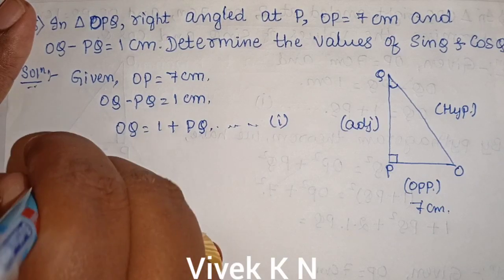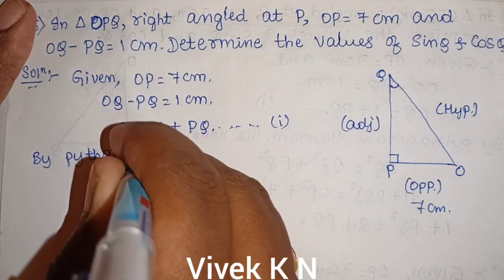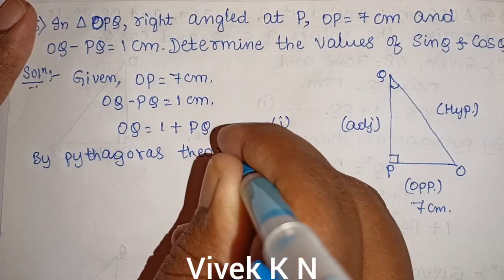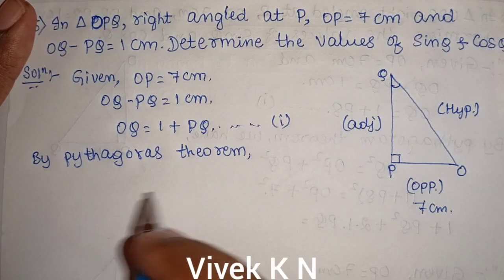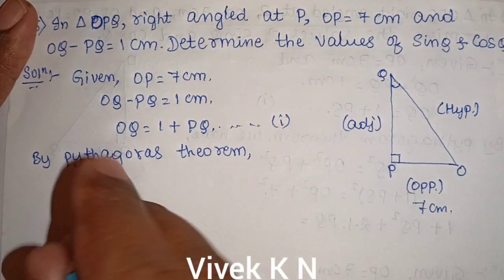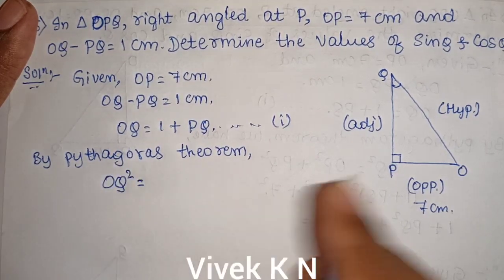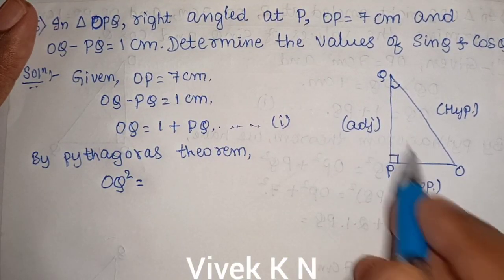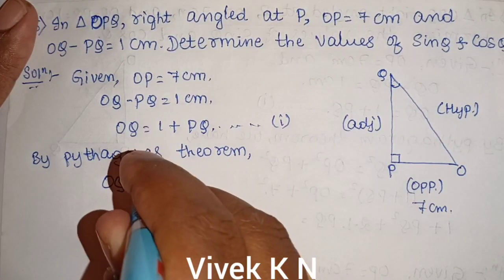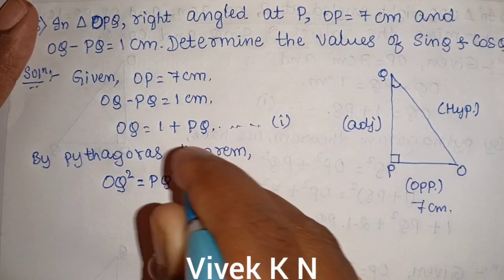By Pythagoras theorem, the theorem is stated as hypotenuse square, that is OQ square, is equal to the sum of the squares of the other two sides of the right angle triangle, that is PQ square plus OP square.